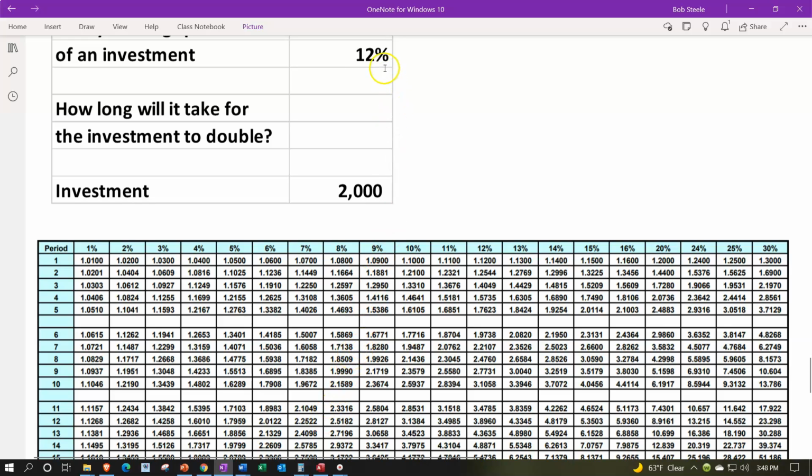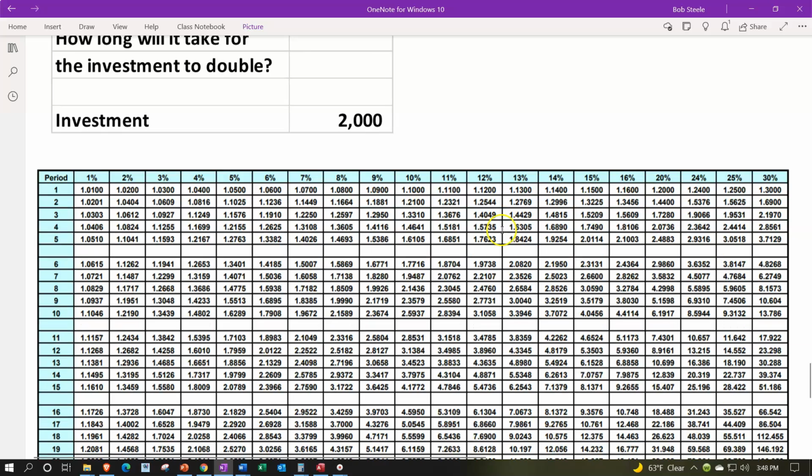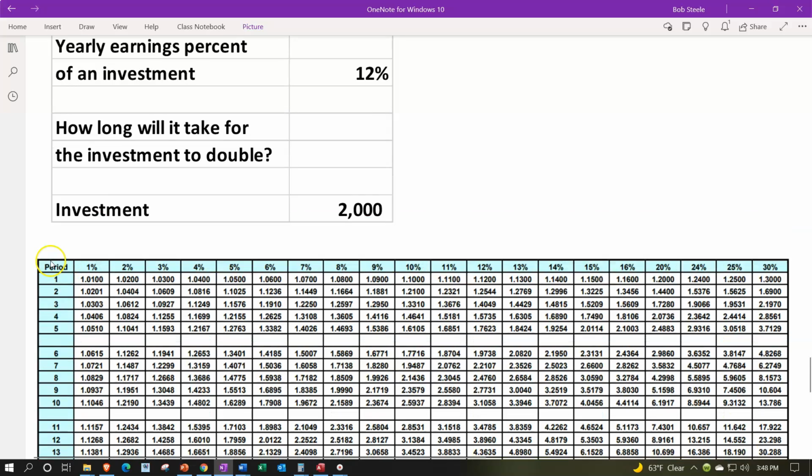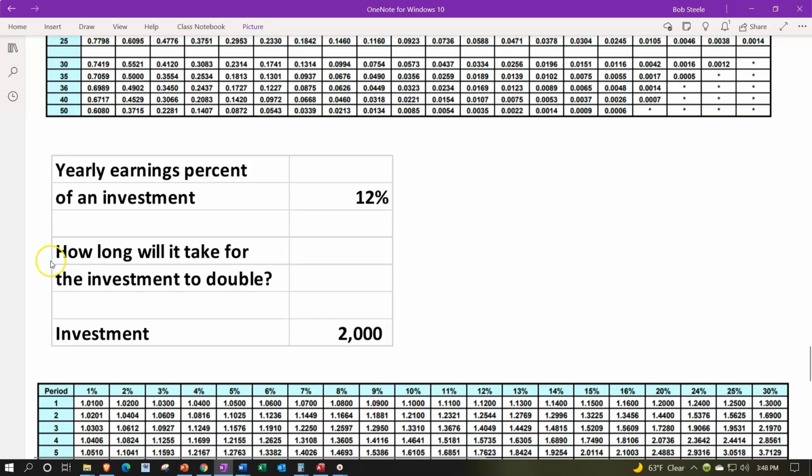I'm looking at the 12% column again, but now I'm looking for the number to be 2. If I go down, that happens somewhere between year 6, which is 1.9738, that's pretty close, since the answer was 6.12 or so, and year 7, where it's 2.2107. So it would once again be approximately 6 years. We can use the tables to get to that period in that format.